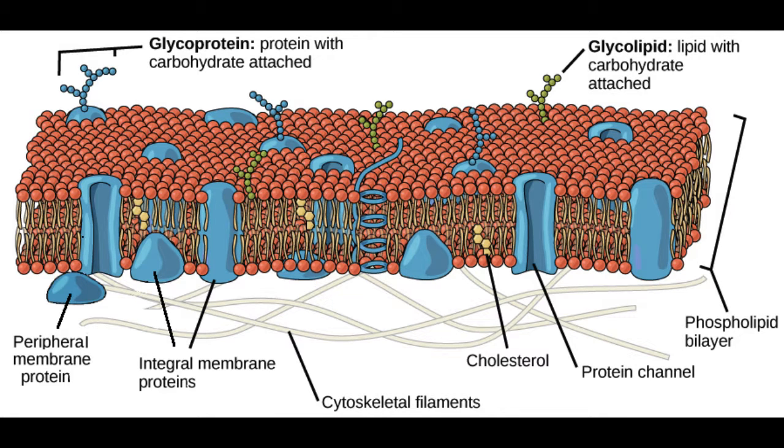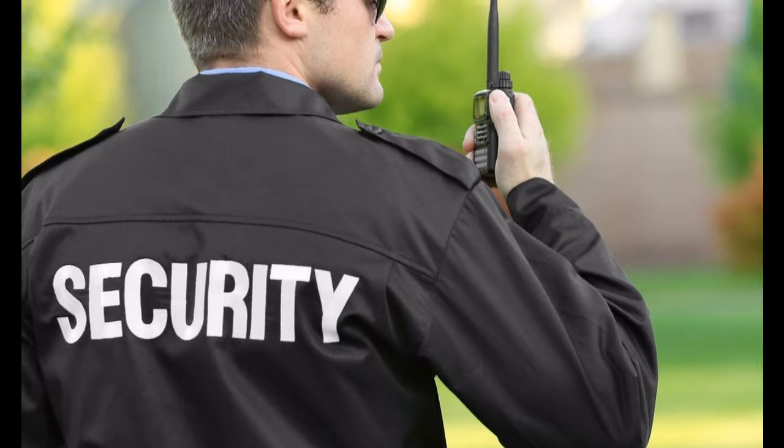The plasma membrane is a membrane of lipids and proteins that encompasses the cell and regulates what goes into or out of the cell. The plasma membrane is similar to security guards because security guards regulate what goes in and out of buildings or events, similar to how the plasma membrane regulates what goes in and out of the cell.